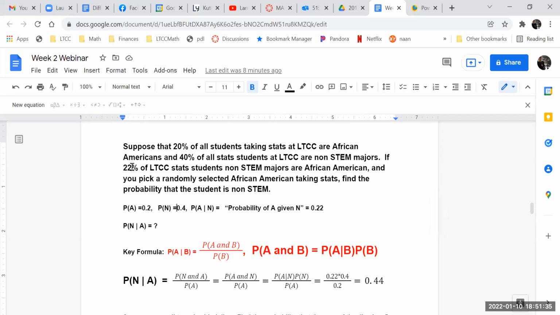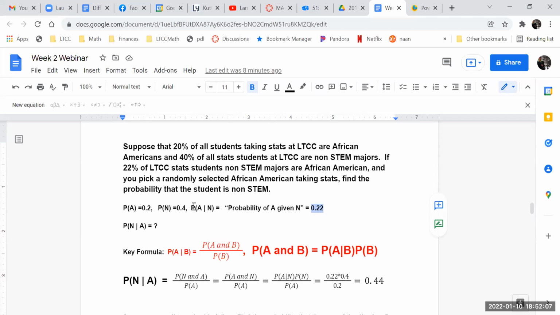This is the harder one, the 22%. So 22% of the non-STEM majors are African American. So now we're going to say amongst the non-STEM, 22% are African American. When we say amongst the non-STEM, that goes to the right-hand side of this given thing. So we put 22% there? The 22% is the answer of that. Oh, okay. Sorry.